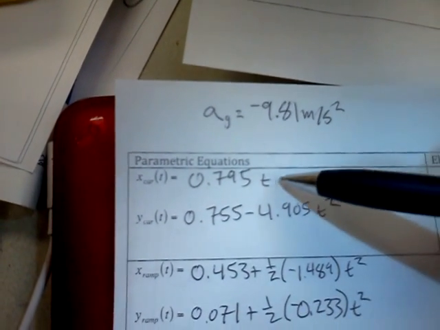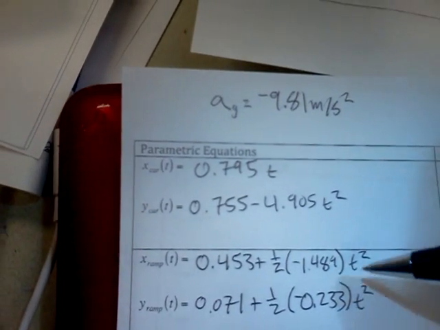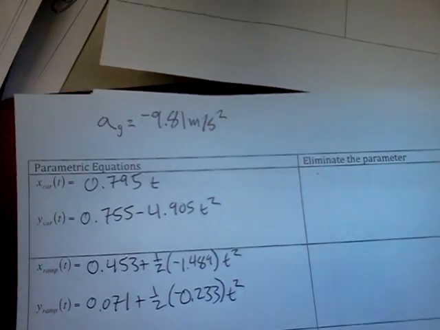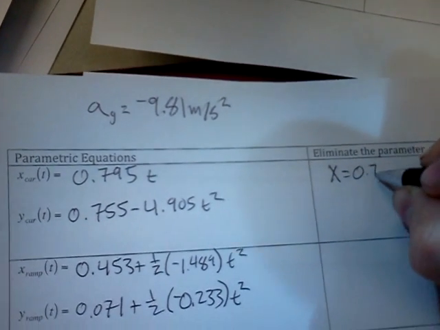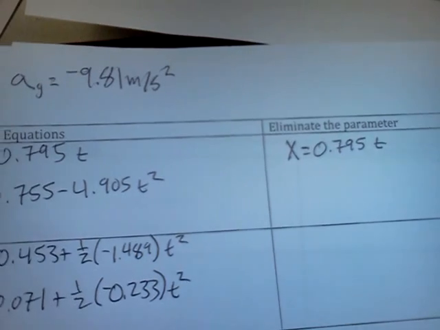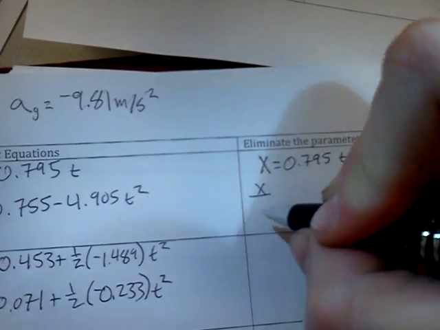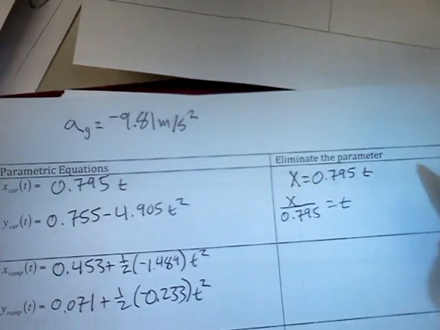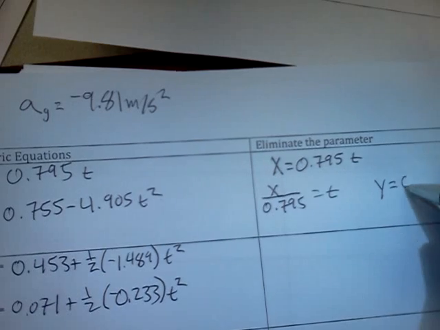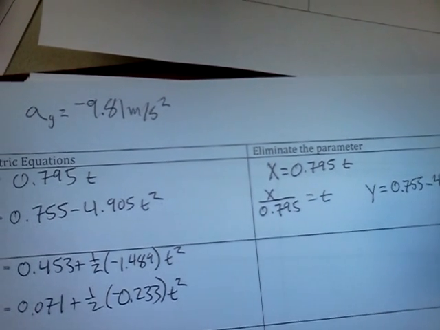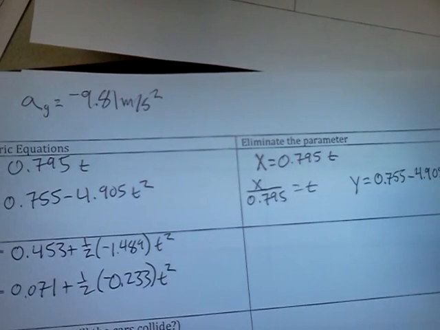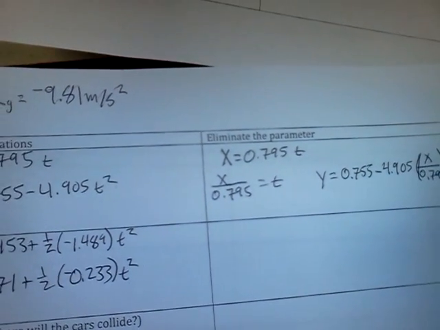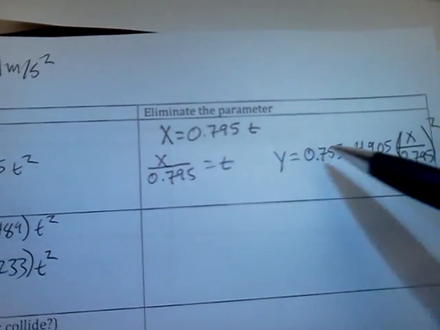Okay, so we want to find the intersection of these two curves, but we can't do that in parametric mode with our calculator. So what we need to do is eliminate the parameter. So the first thing to do is solve the x equation for t, and then we're going to plug that in for t in our y equation. So I just divide both sides by my 0.795, and I plug this in for t over here. So now my equation becomes y is equal to 0.755 minus 4.905 times x over 0.795, squared. Remember, I'm not using units because I don't want to have a bunch of different variables, because I'm going to plug this into my calculator. I just want to have x's and y's.